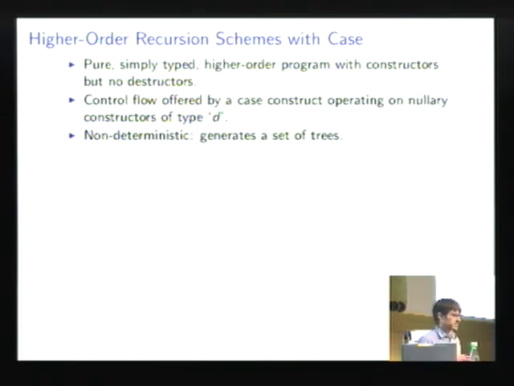This operates on nullary constructors of a distinguished type, which we call D. You can think of this as standing for data. Other constructors are built out of type O, which you can think of as standing for output. The HORSCs can be non-deterministic, and therefore they can generate a set of trees or terms, if you like to think of them as terms.